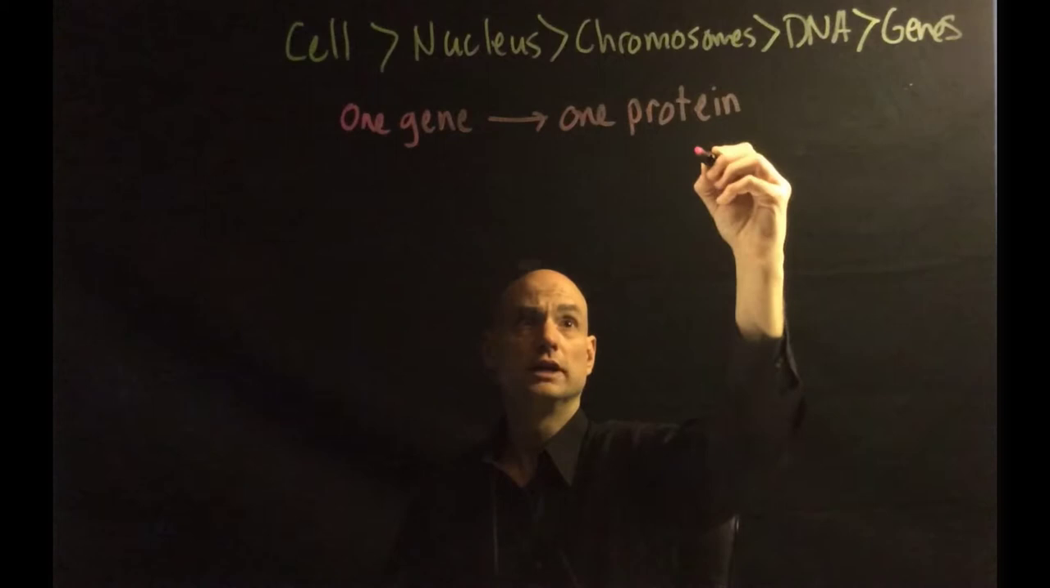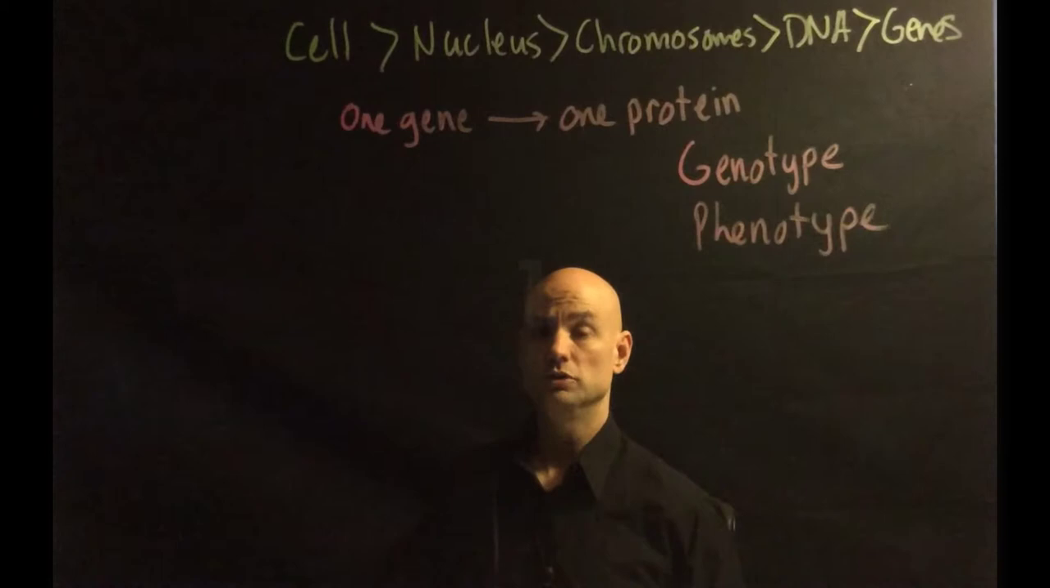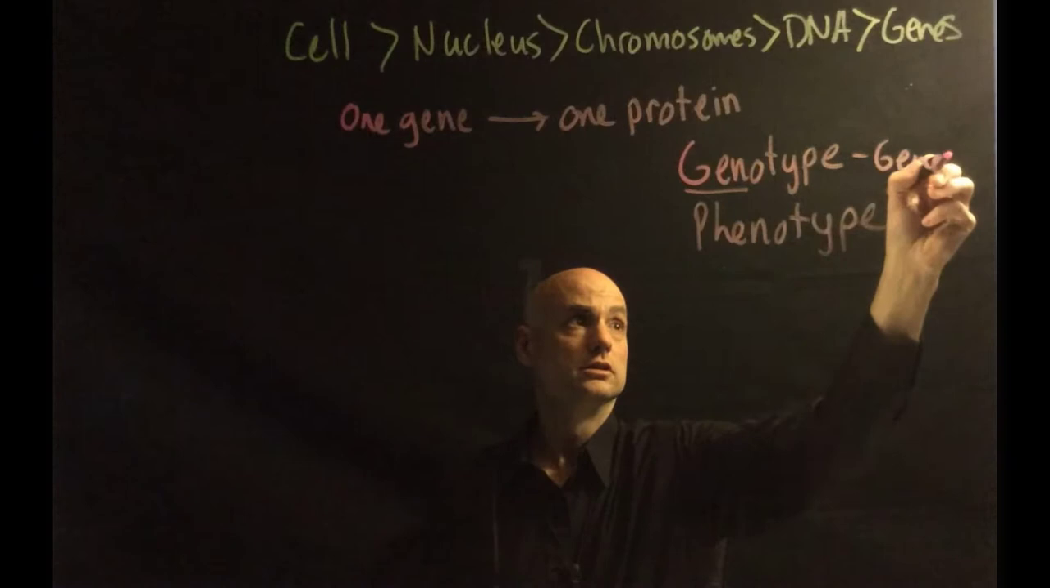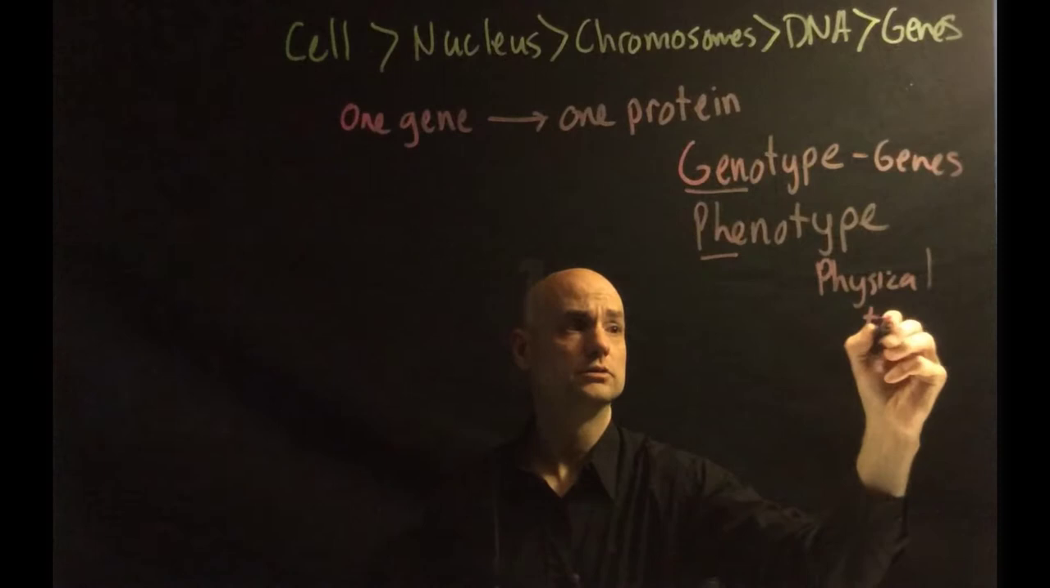But let's also define two other terms here. The terms are genotype and phenotype. So a genotype, it's got the word gene right in there. These are your genes. Okay, and phenotype has the pH in there. This is like the physical or behavioral, these physical traits. Okay, so that's what makes them up.